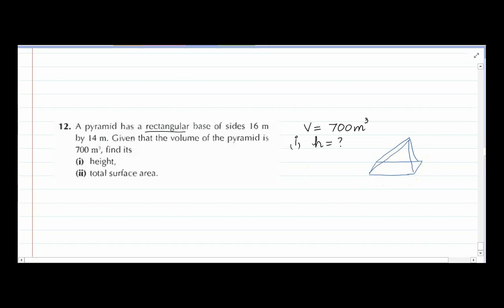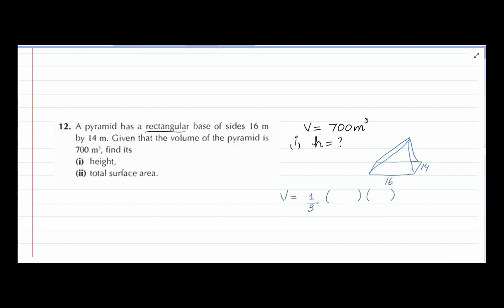So I made a figure roughly sketched here. We have a rectangular base, it's 16 by 14. Volume is known, you need to find out its height. So the first step that I assume all of you had done is to apply the working formula of the pyramid. So it's 1 over 3 base area multiplied by height. That is the important step, right?